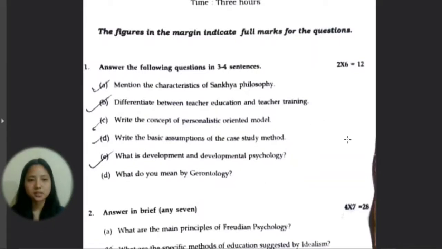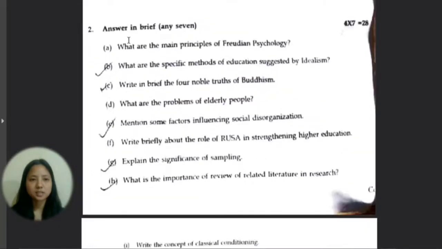So the first question is, mention the characteristic of Sankhya philosophy. And the second question is, differentiate between teacher education and teacher training. And the third question is, write the concept of personalistic oriented model. And the fourth question is, write the basic assumption of the case study method. The next is, what is development and developmental psychology? And the next is, what do you mean by gerontology? In the second section, you can see one has to write any 7 questions, each carrying 4 marks.